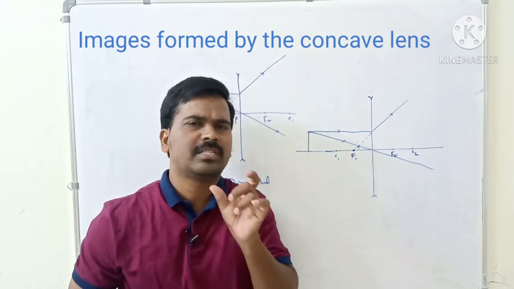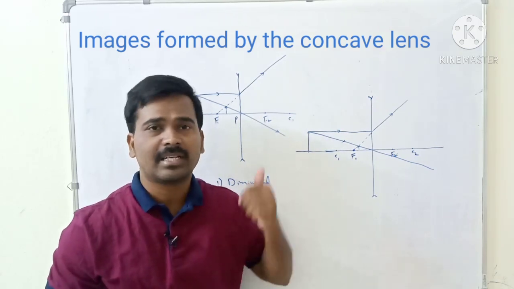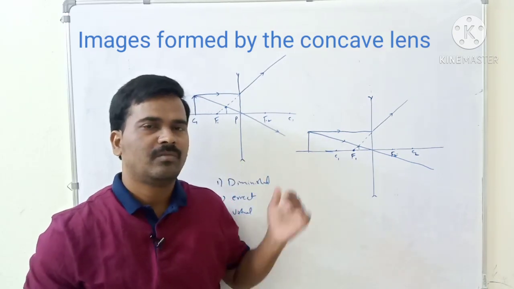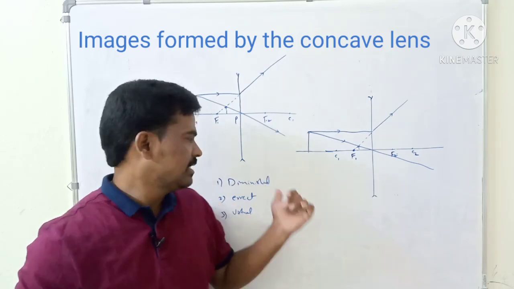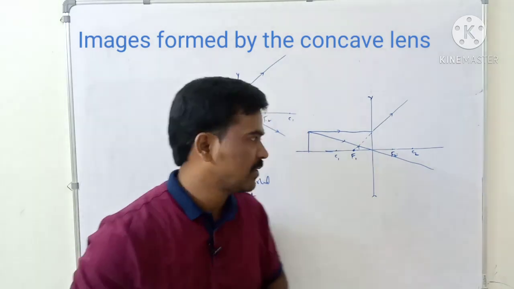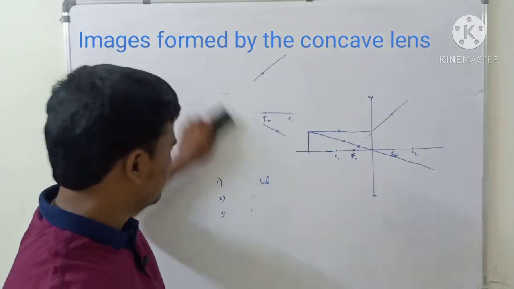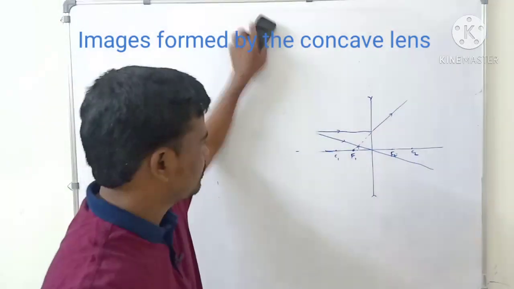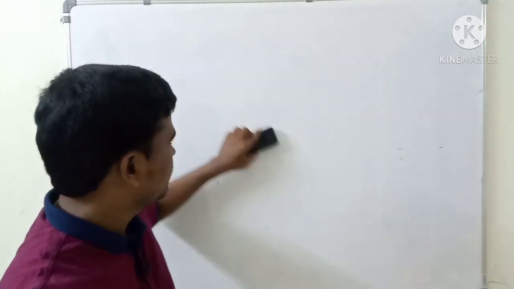We found so many different types of images by the convex lens, but we will find only one type of image by the concave lens, that is a diminished, erect and virtual image. This is how images are formed by the concave lens. Let us solve some logical questions from the textbook. Let me take one example.